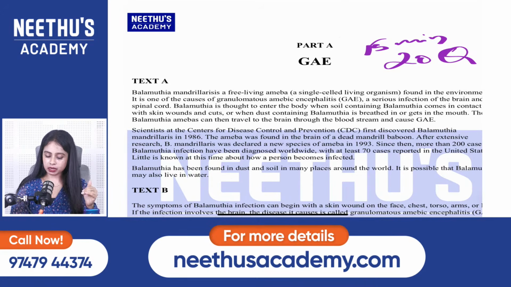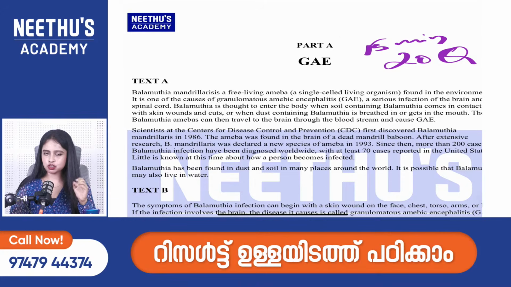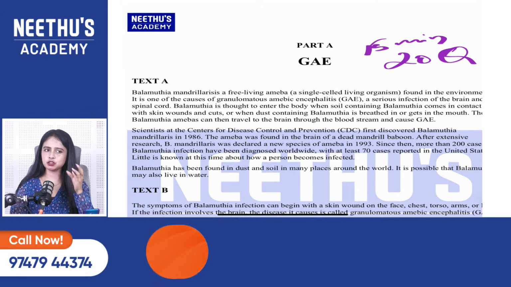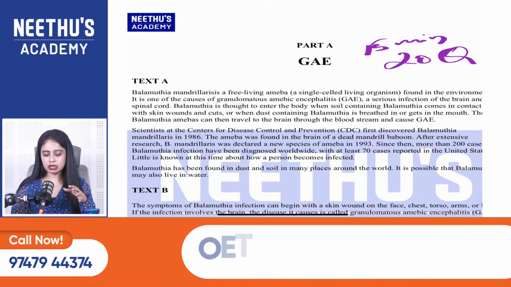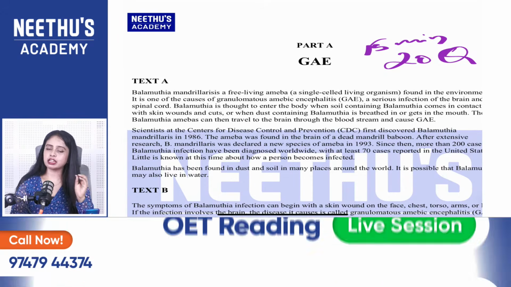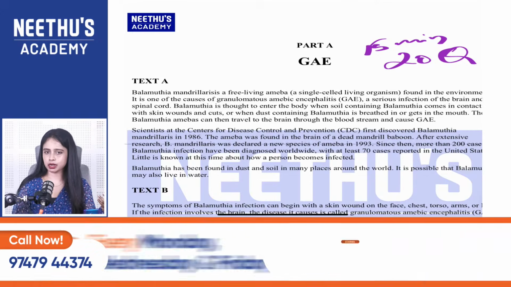Then coming to Part A, I was talking about the strategies, that's the skimming and scanning method, right? So what is skimming? Fast reading. And what is scanning, which means searching. We are just searching for some important words from the text. And when you search for the important words from the text, it needs a particular kind of strategy.